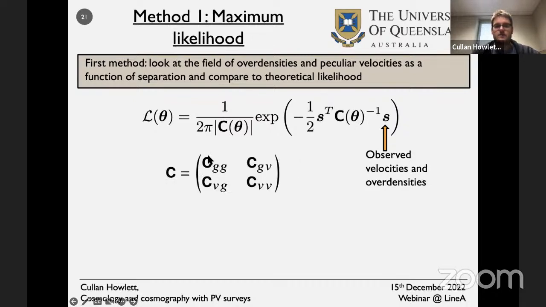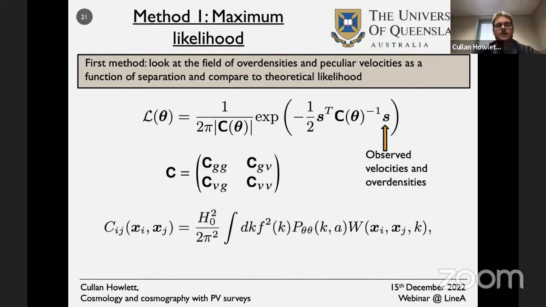If you split this up, you split it into 4 parts, basically. You're looking at the covariance matrix, or the likelihood, of finding 2 galaxies separated by some distance in redshift, 2 velocities separated by some distance, or a galaxy position and a galaxy velocity separated by some distance.